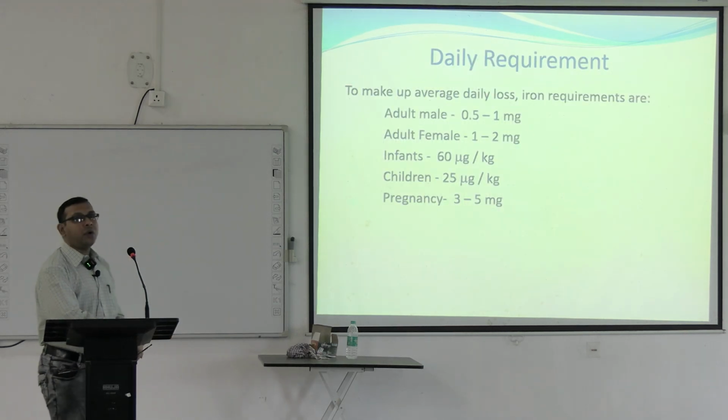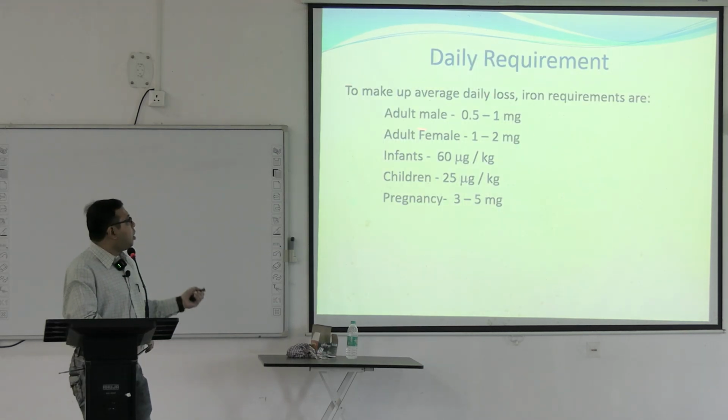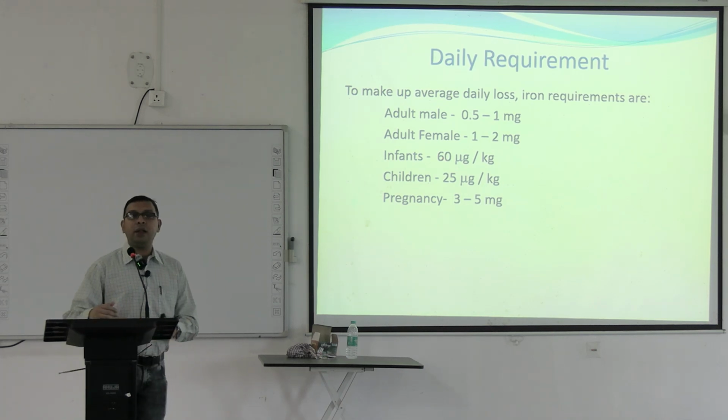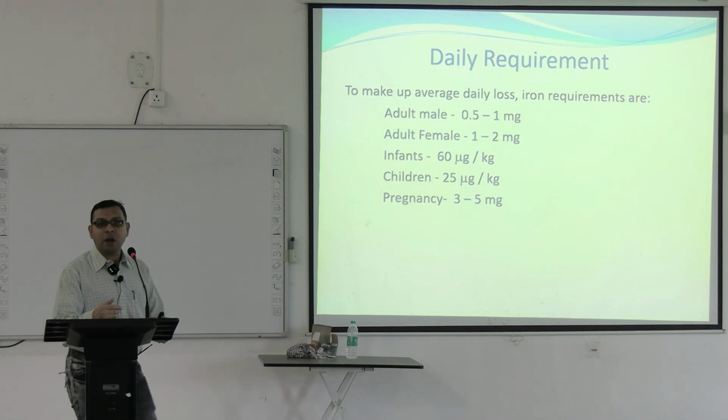And this is the daily requirement of iron in our body. In adult males approximately 0.5 to 1 milligram, females slightly more, 1 to 2 milligram, infants 60 microgram per kg, children 25 microgram per kg, and in pregnancy you can see there is a drastic increase in the need for iron.